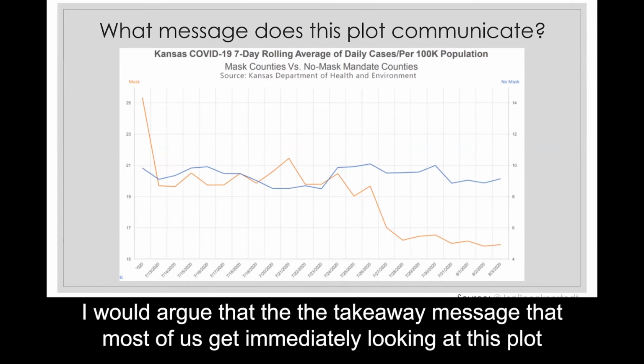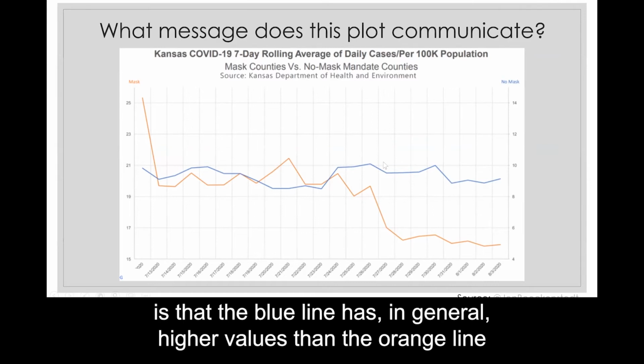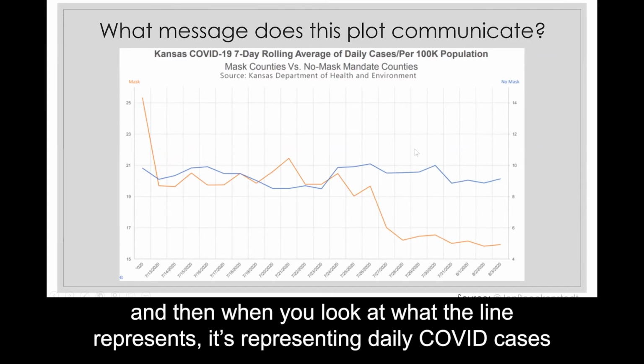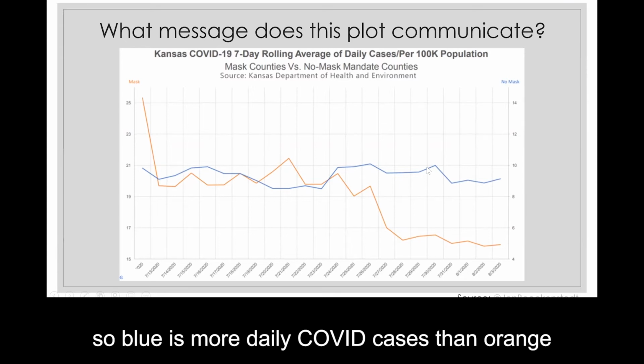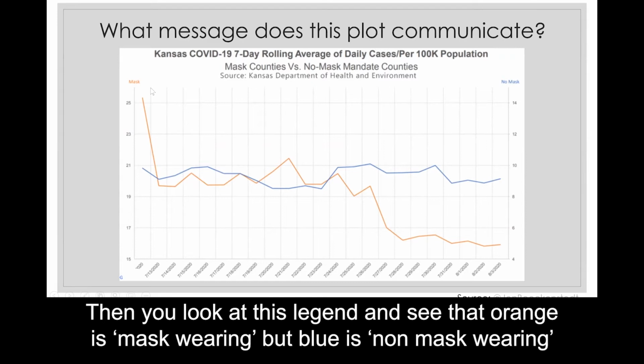I would argue that maybe the takeaway message that most of us get immediately looking at this plot is that the blue line has in general higher values than the orange line. And then when you look at what the line represents, it's representing daily COVID cases. So blue is more daily COVID cases than orange. And then you look at this legend and you see that the orange is mask wearing, but the blue is non-mask wearing.